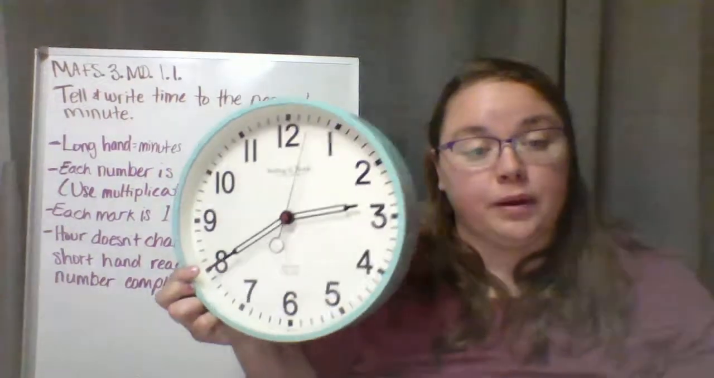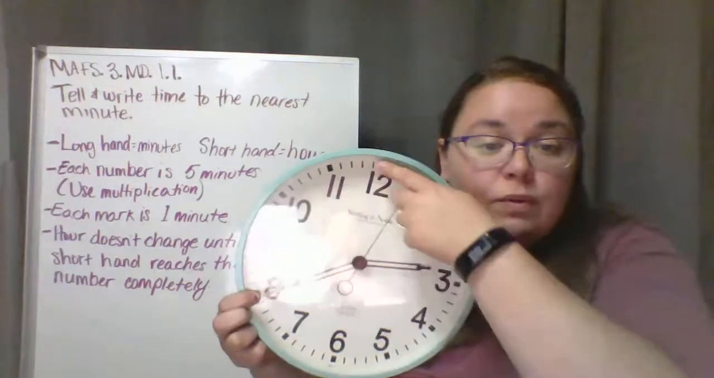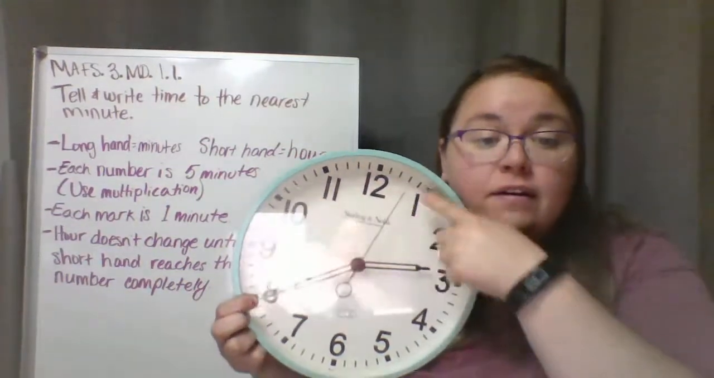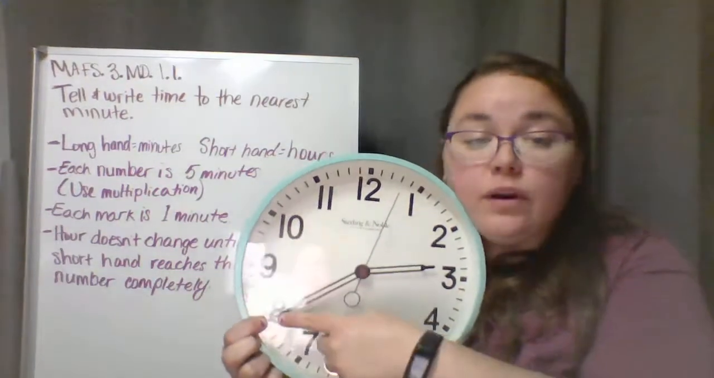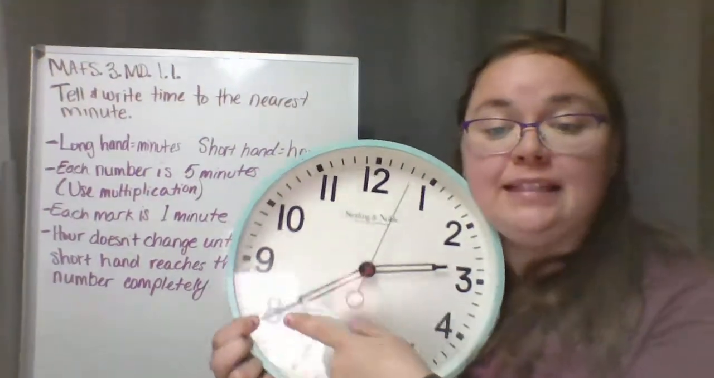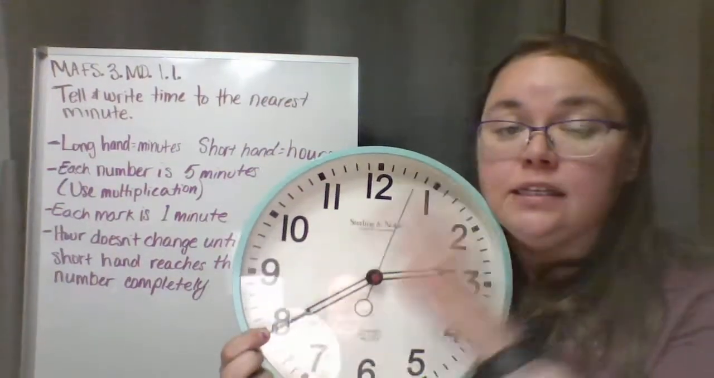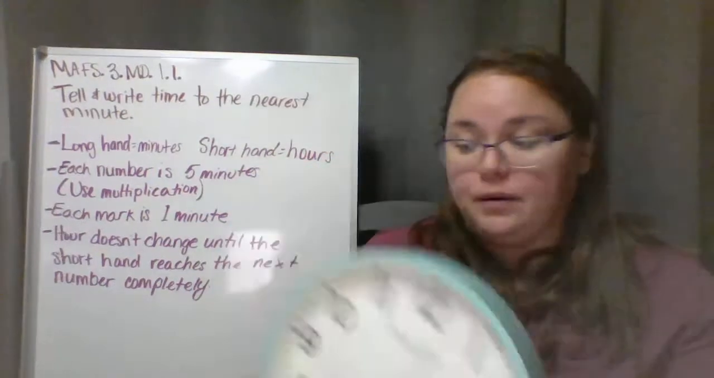And so remember, each number is 5 minutes. So we could skip count by 5: 5, 10, 15, 20, 25, 30, 35, 40, or we can multiply by 5. 8 times 5 equals 40. So we know whatever time it is, it's 40 minutes past the hour.